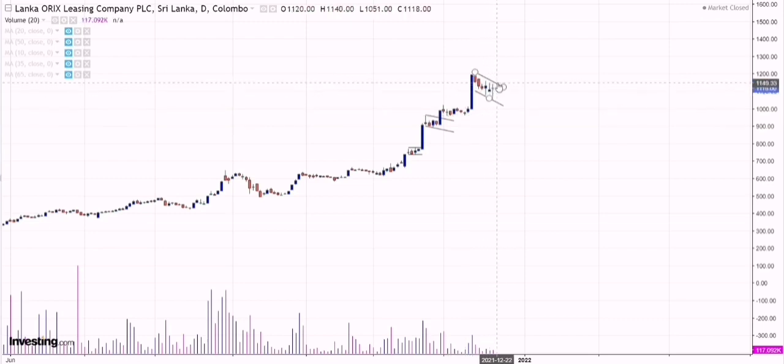So assuming that the breakout happens at around 1150, that gives us a target of roughly around 1400. Again, remember that certain patterns fail, so there's no guarantee until we have a confirmation.